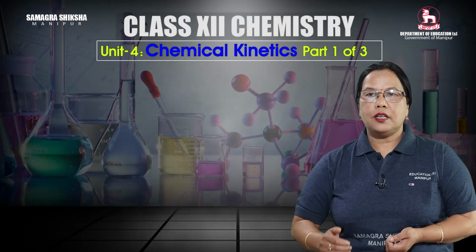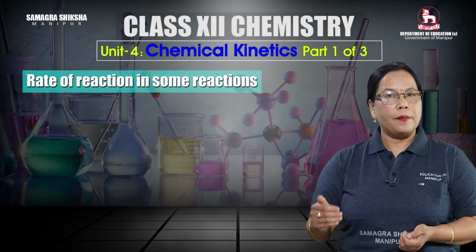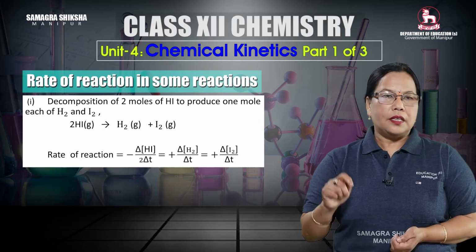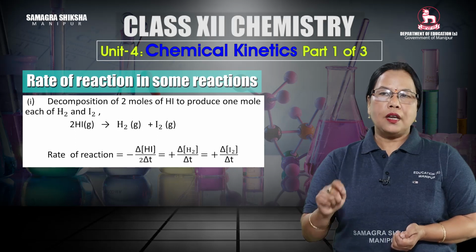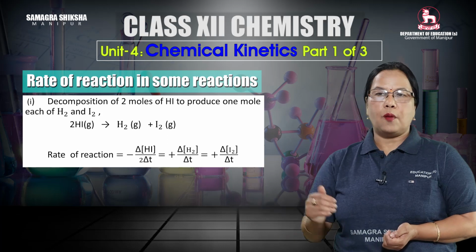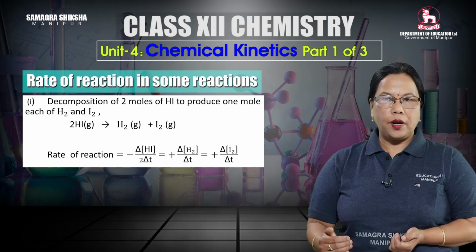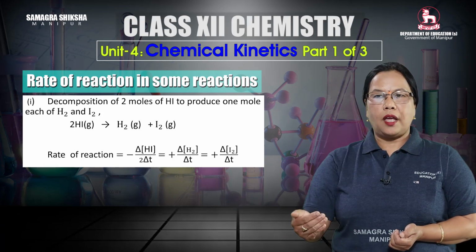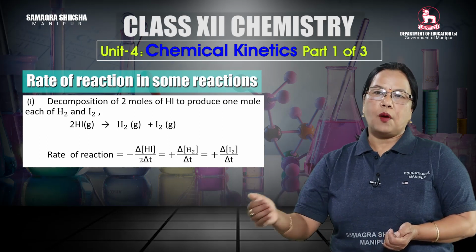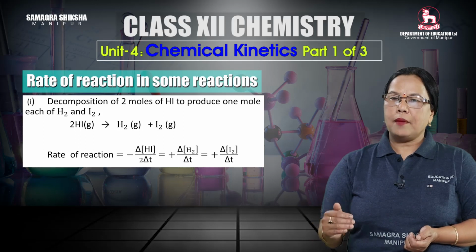Now let's see rate of reactions for some common reactions. First is the decomposition of hydrogen iodide, which decomposes into hydrogen and iodine. Here 2 moles of hydrogen iodide decompose into 1 mole of hydrogen and 1 mole of iodine.